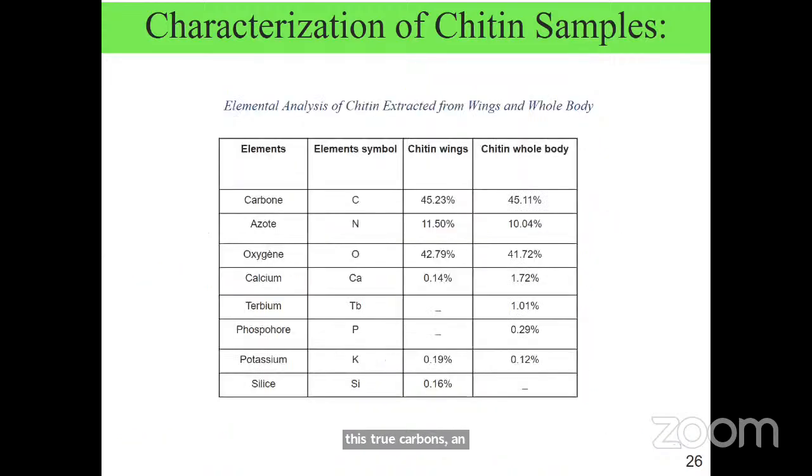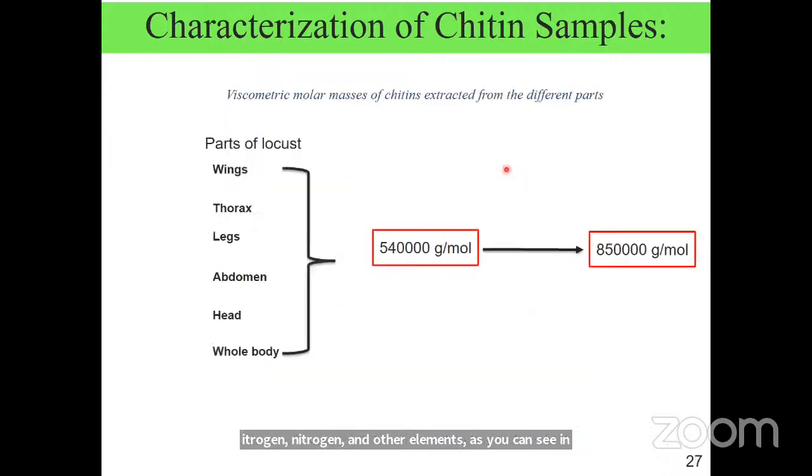An elemental analysis for chitins was carried out in order to determine the content of carbon, hydrogen, nitrogen, and other elements, as you can see in the following table. Also, we have determined the molar mass of all chitins from different parts by the viscometry method, which varies between 540,000 grams per mole and 850,000 grams per mole.